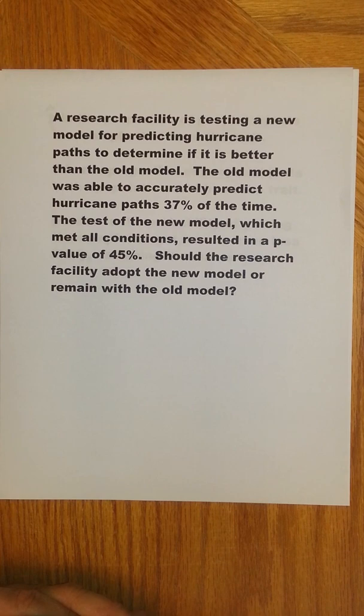A research facility is testing a new model for predicting hurricane paths to determine if it is better than the old model. And the old model was able to accurately predict hurricane paths 37% of the time. The test of the new model, which met all conditions, resulted in a p-value of 45%. Should the research facility adopt the new model or remain with the old model?